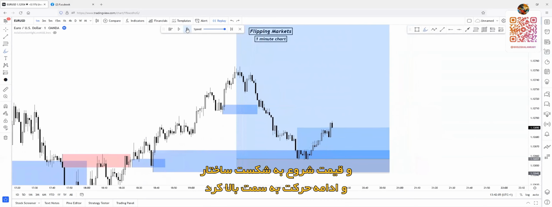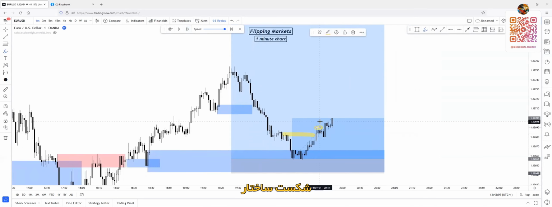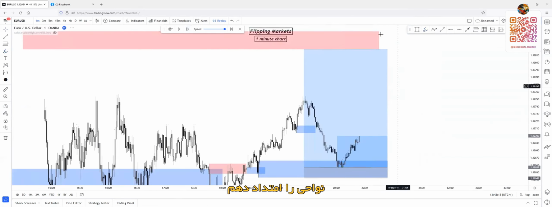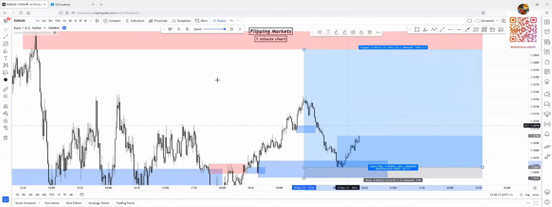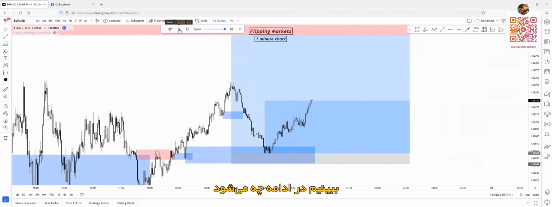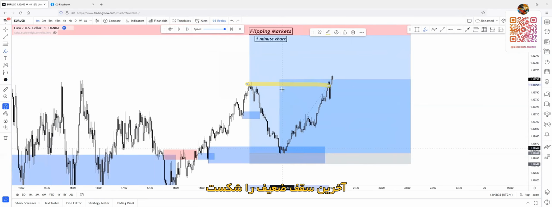And after it started to break structure continuously to the upside, change of character here, break of structure. And let's just play price forward. Let's see what happens. Just extend these zones. So just play price forward. As you can see, it's moving really, really nicely, breaking structures to the upside continuously, creating the efficient movements, broke the last structural weak high.